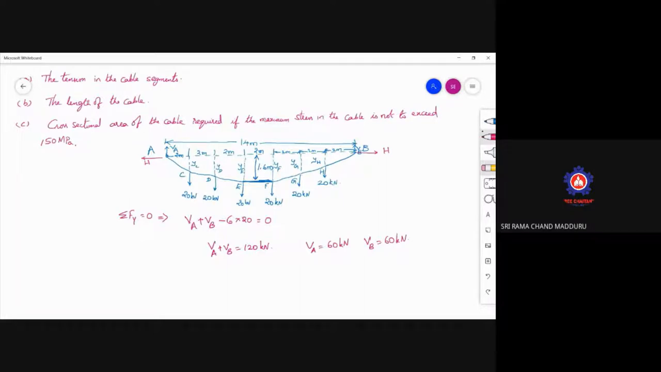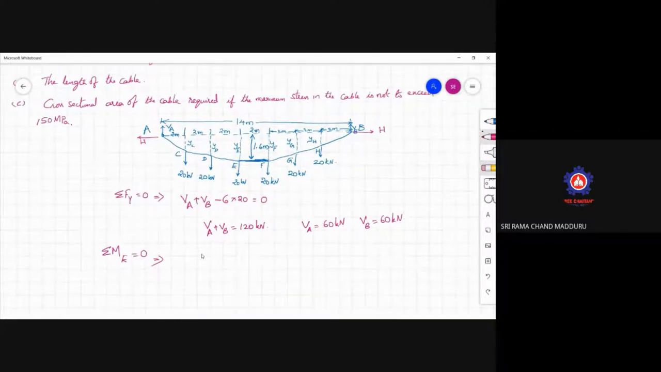Now, I want the H value. We know that at any point, if you consider either E or F or G or H, wherever you consider, on the cable, the bending moment is equal to 0. As the cable is flexible, the cable can take only tension forces. It can't take any bending moment. So sigma M about E is equal to 0. You may ask me one doubt, why can't we take the center point? Yes, definitely, you can take the center point also. Both will be the same. Whether you take moment at E or at F, the moment is the same.